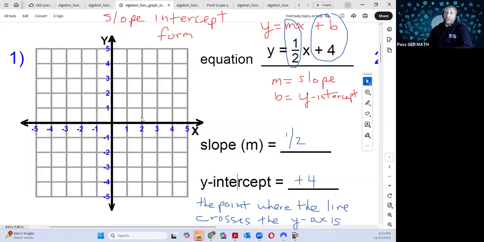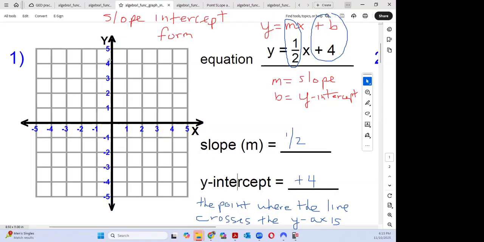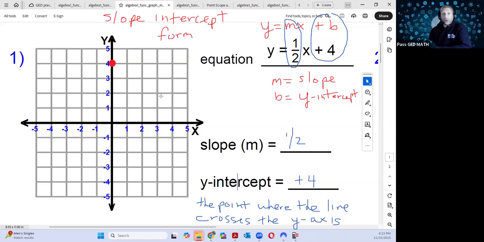So we said plus 4, correct? Yes. So it crosses the y-axis at plus 4. That's my first point. That's not hard at all. When you identify the y-intercept, you know it's directly on the y-axis because that's where x is equal to 0. That's the definition of the y-intercept, where x is equal to 0.